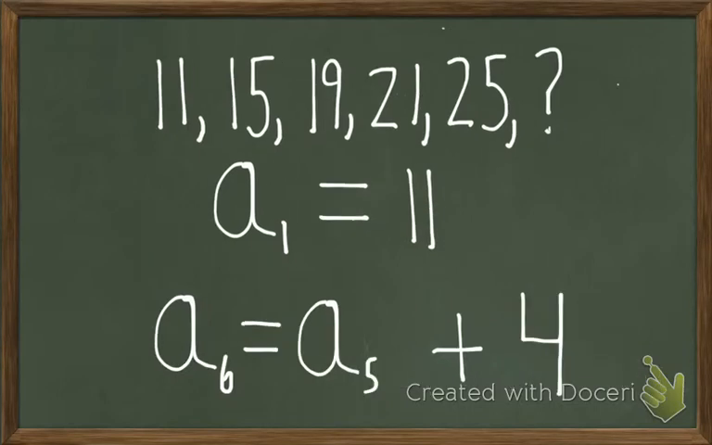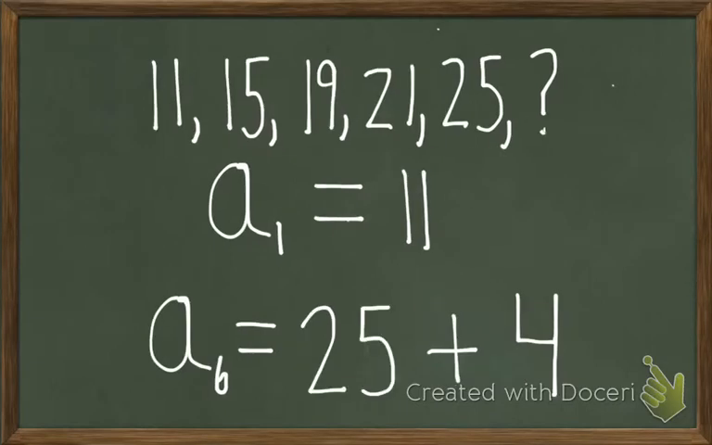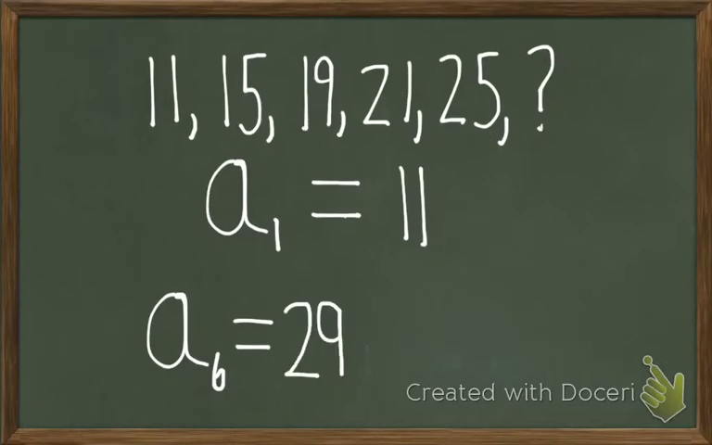So you get a1 equals 11, and a6 equals a5 plus 4. Next, you plug in 25 for a5, because it's the fifth term in the sequence, and you finally get that a6 equals 29. It's pretty simple.